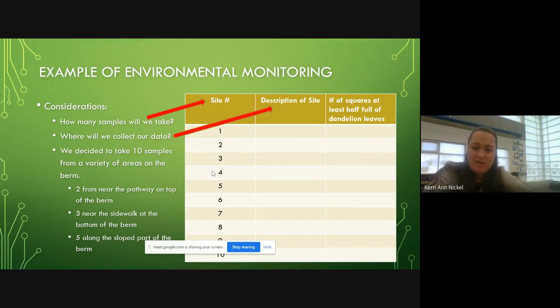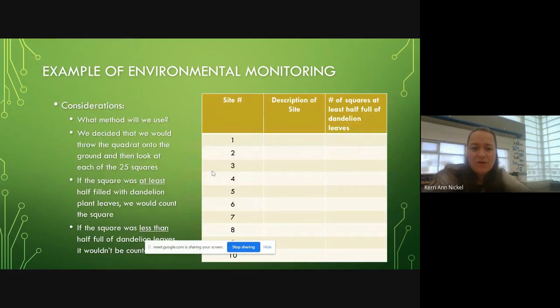This is where we needed to describe our site. And so are we going to take it from a disturbed place, from an undisturbed place? We actually decided to take 10 samples. 2 of them we took from near the pathway on top of the berm. 3 of them we took near the sidewalk at the bottom of the berm. So those 5 were all from kind of more disturbed sites. And then we took 5 samples along the sloped part of the berm. So those are our more undisturbed sites.